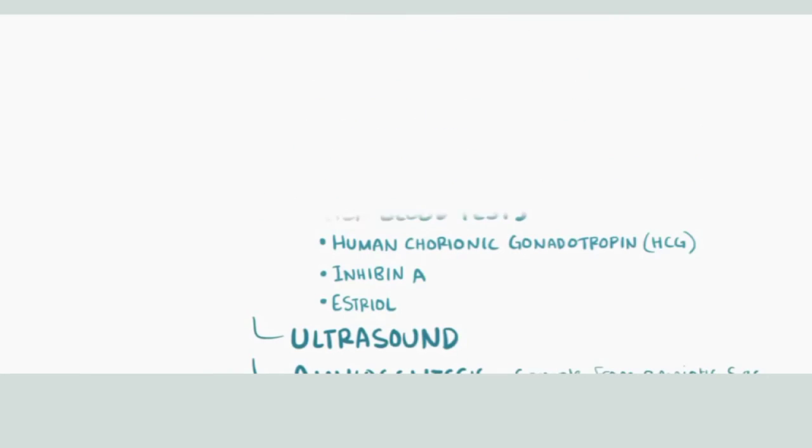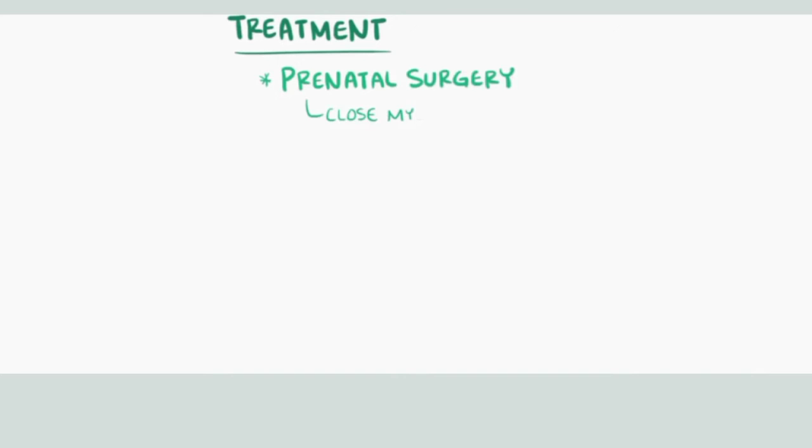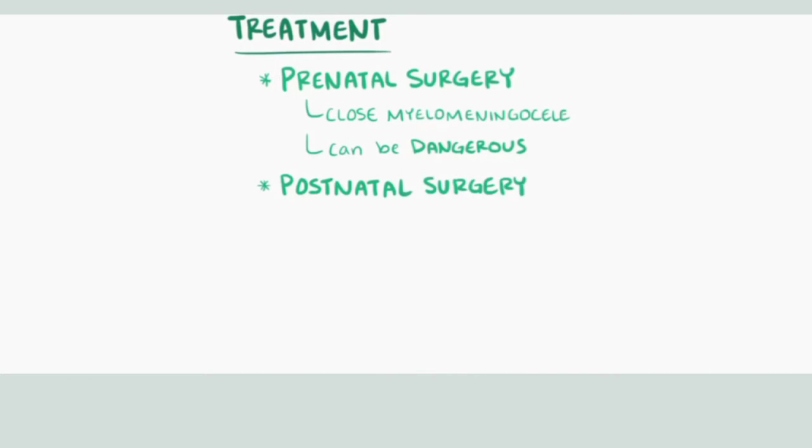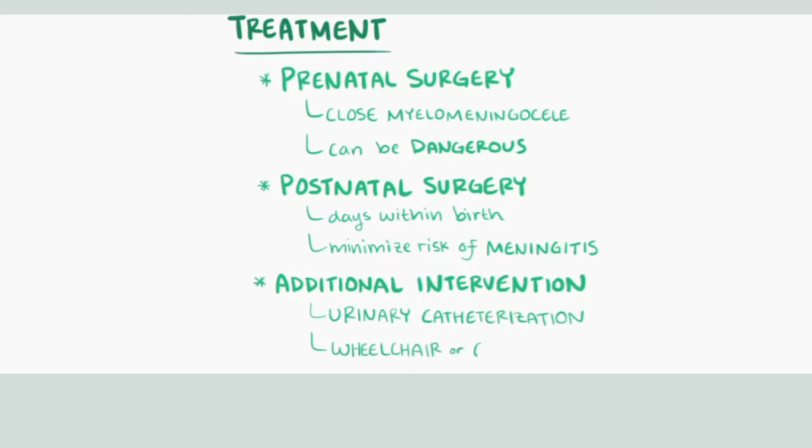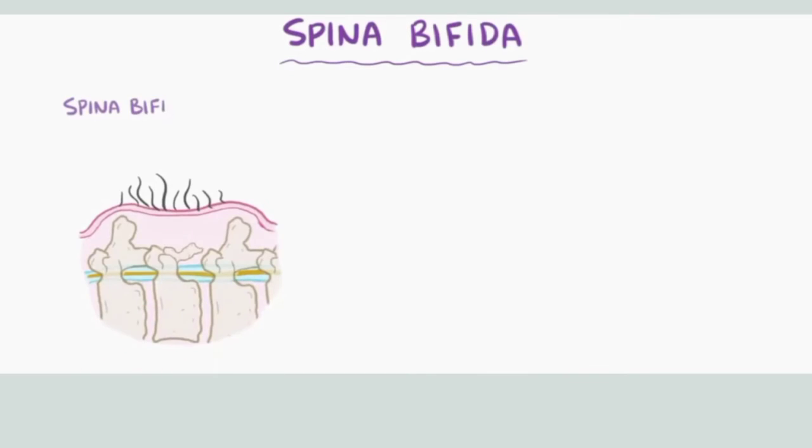For treatment, prenatal surgery is done to close a myelomeningocele, but this surgery can be dangerous to the developing fetus as well as the mother. In cases where postnatal surgery is chosen, it's often done within the first few days of an infant's life in order to minimize the risk of infection like meningitis. Even if the surgery is successful, people with this condition typically need additional interventions like urinary catheterization to help with urination, and crutches or wheelchairs in case of paralysis or low muscle tone, because the damaged or underdeveloped spinal nerves can't be repaired.